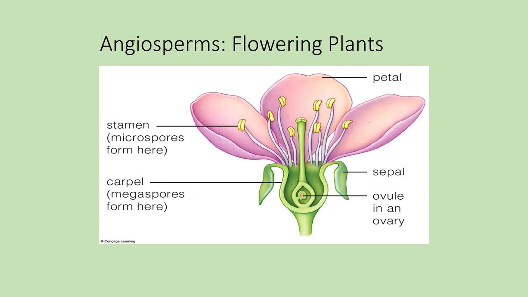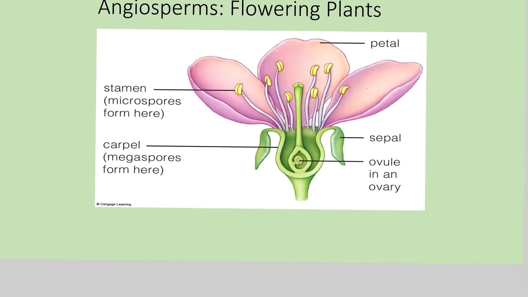But I just want to mention, just to carry on what we learned about previous types of plants, that it's the stamen where the microspores are produced, and it's down within the carpel that contains the megaspores. Okay, and so again, the megaspores will be within the ovule.